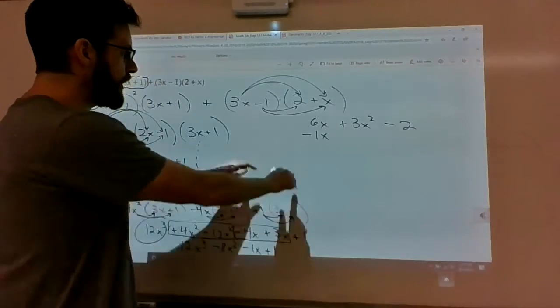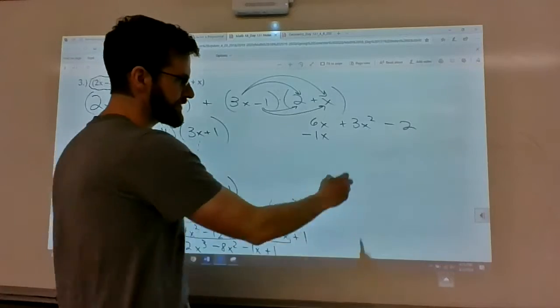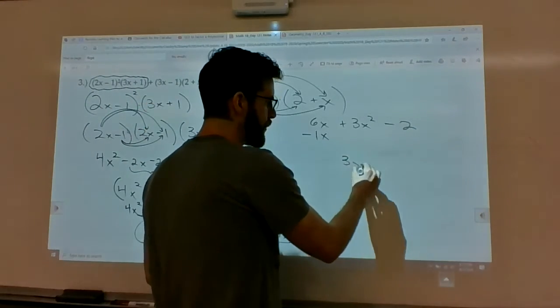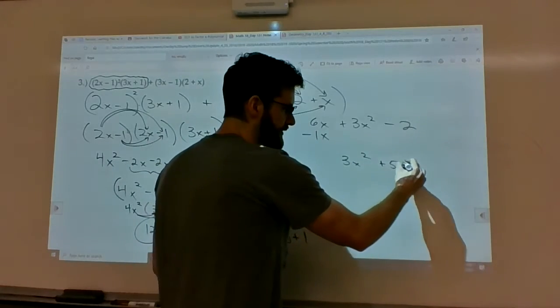All right, so the simplified version of this polynomial becomes, I'm going to rewrite it in standard form, 3x squared, 6 minus 1 is plus 5x minus 2.